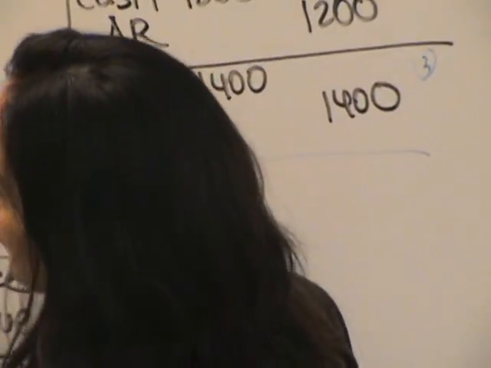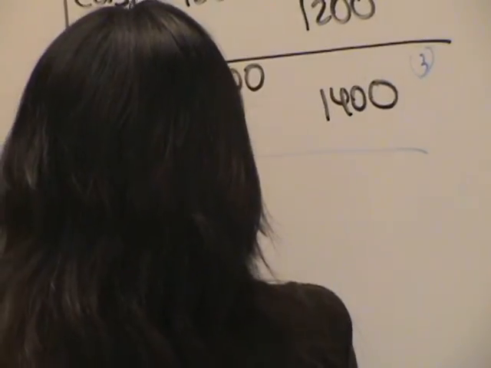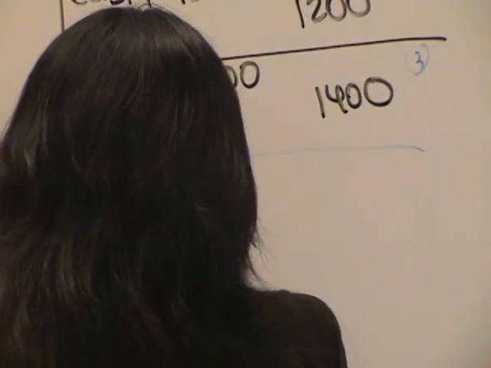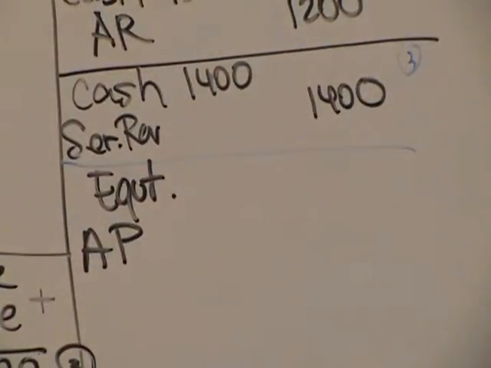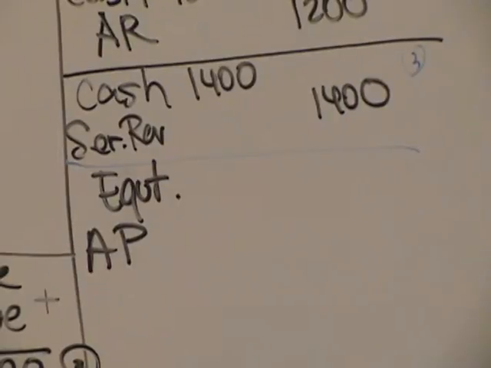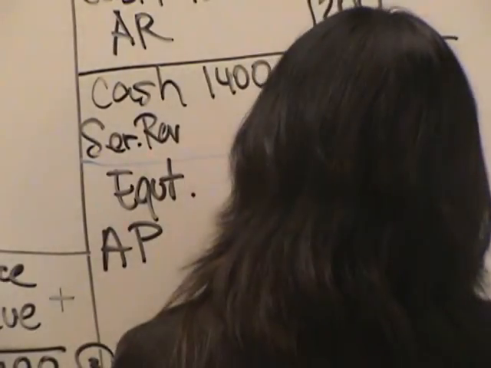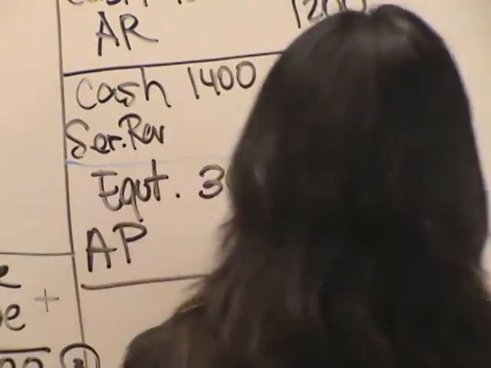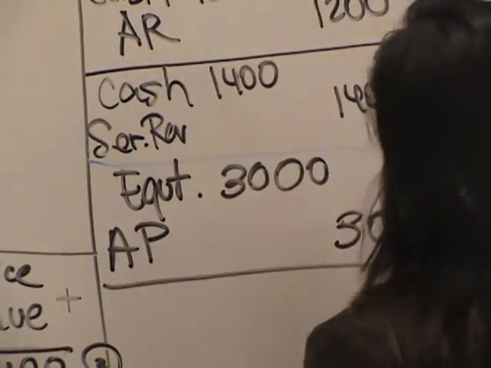So what do we say to ourselves? I'm just going to say it as she's doing it. What's involved? Equipment is involved. Is equipment increasing or decreasing? It's increasing. Therefore, is it a debit or a credit? How much? And accounts payable is 3,000. Is accounts payable increasing or decreasing? Increasing. Good, that's right. That's how we think.